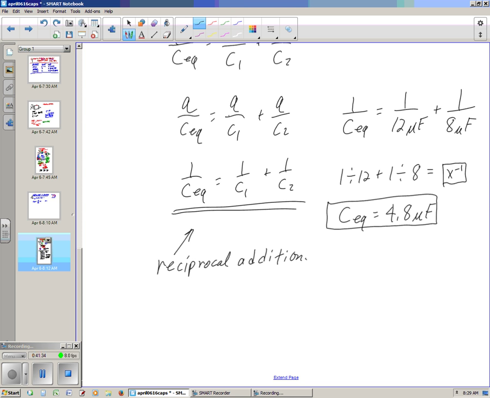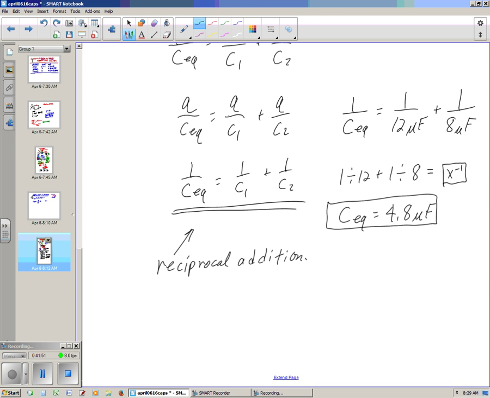What if you have 3? You add a third term. What if you have 4? So on, add a fourth term. All you have to do is keep saying 1 divided by C plus 1 divided by C plus 1 divided by C equals C equivalent. Okay, so we've got that.